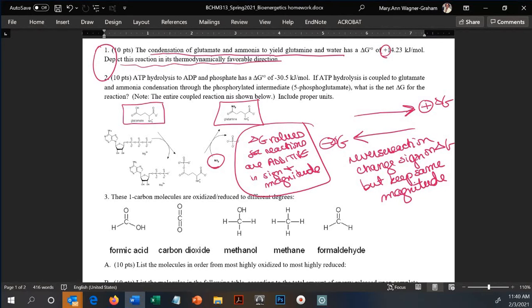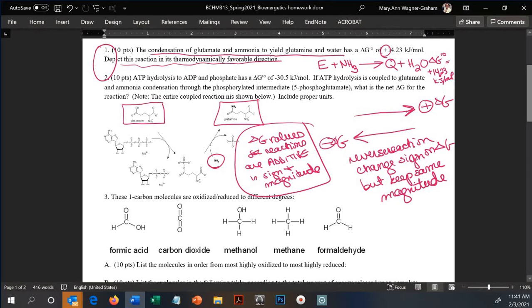Okay, so for example, if we said that glutamate plus ammonia is going to give us glutamine plus water. This delta G prime naught, and I'll explain that when we get to the lecture very quickly, is a positive 14.23 kilojoules per mole. All right.